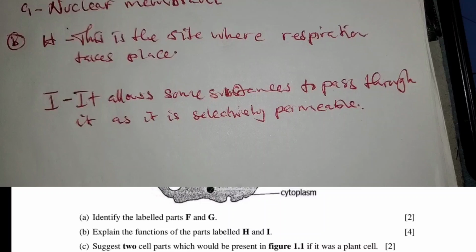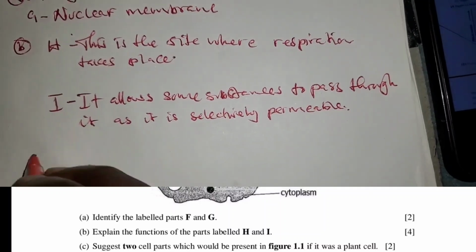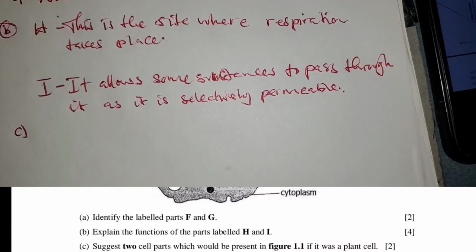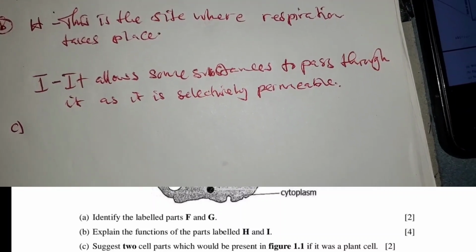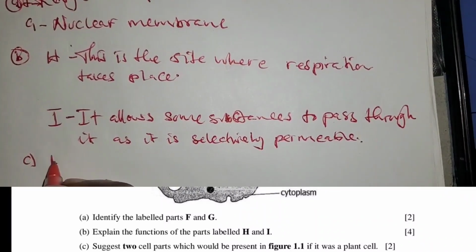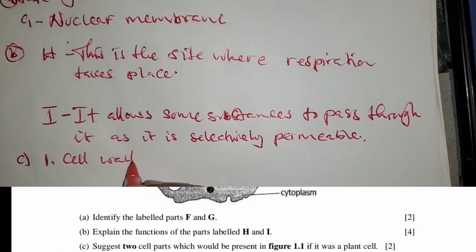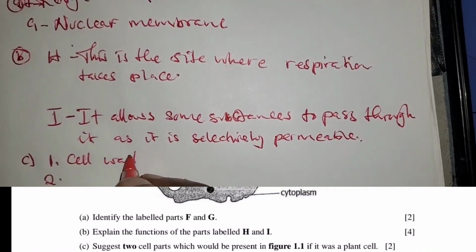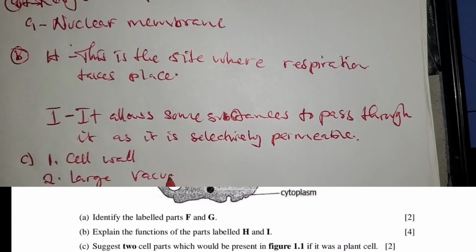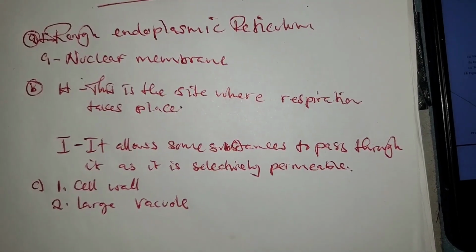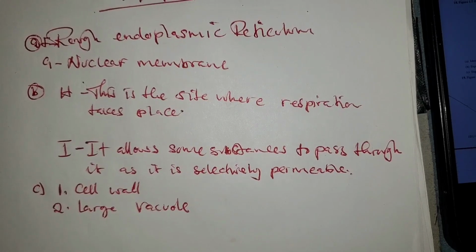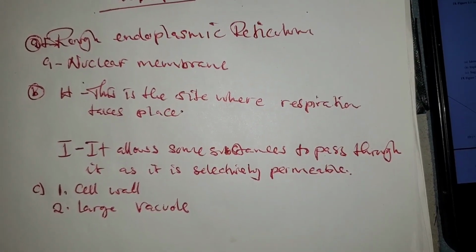The other question, do you have other questions? Question C, yes, we have. Suggest two cell parts which would be present in figure 1.1 if it was a plant cell. So if this was a plant cell, two parts that would have been present. The first one is a cell wall. The second one is a large vacuole. Okay, so that's it to this question. Let's go to other questions.